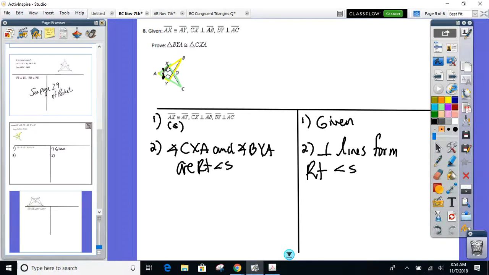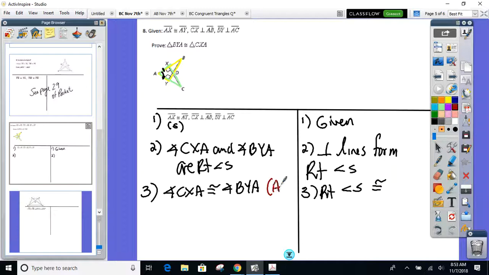So I can tell you, is this going to be an HL proof? No. So let's go back to statement 3 now and say, what about the right angles? Because I'm going to need them congruent now if I'm not going to use HL. And I won't ask anybody because we just did it. The third pair comes from angle A being congruent to itself.